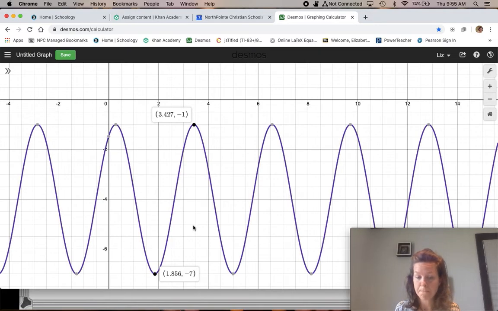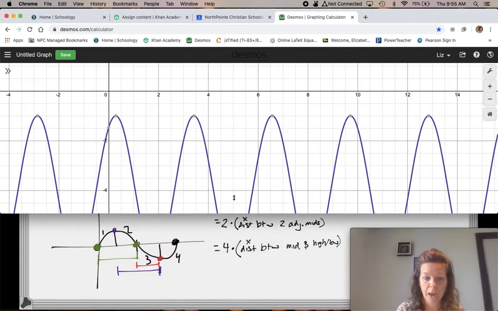3.427 minus 1.856. Okay, that tells me the difference between those 2 x values, and I got 1.571, which actually, because I'm kind of familiar with numbers, I guess, being a math teacher, that actually is a half of pi. If pi is 3.14, a little bit more than 3, and you cut that in half, 1.57, that's actually a half of pi. But anyway, so that is between a high and a low.